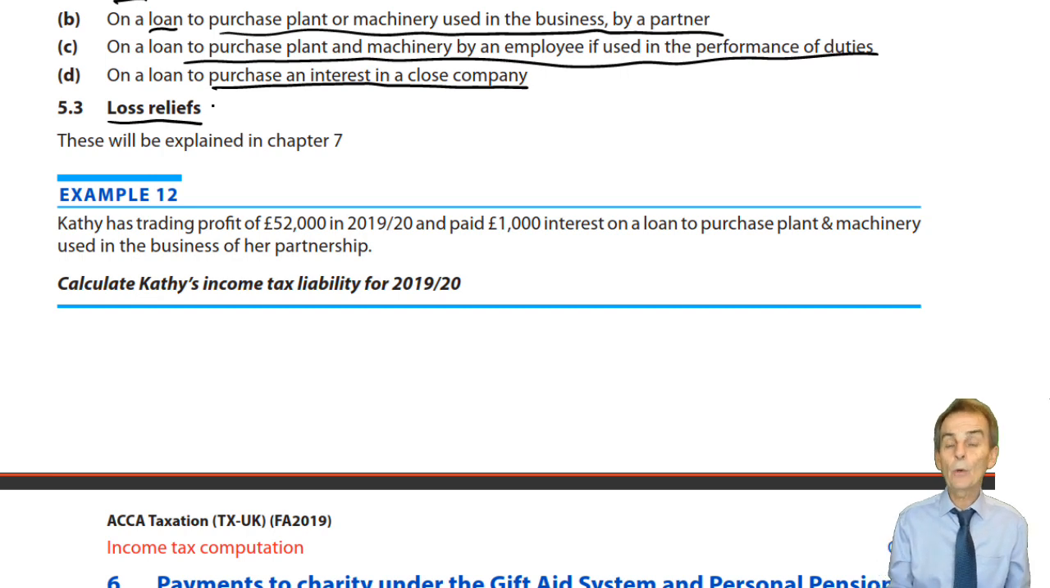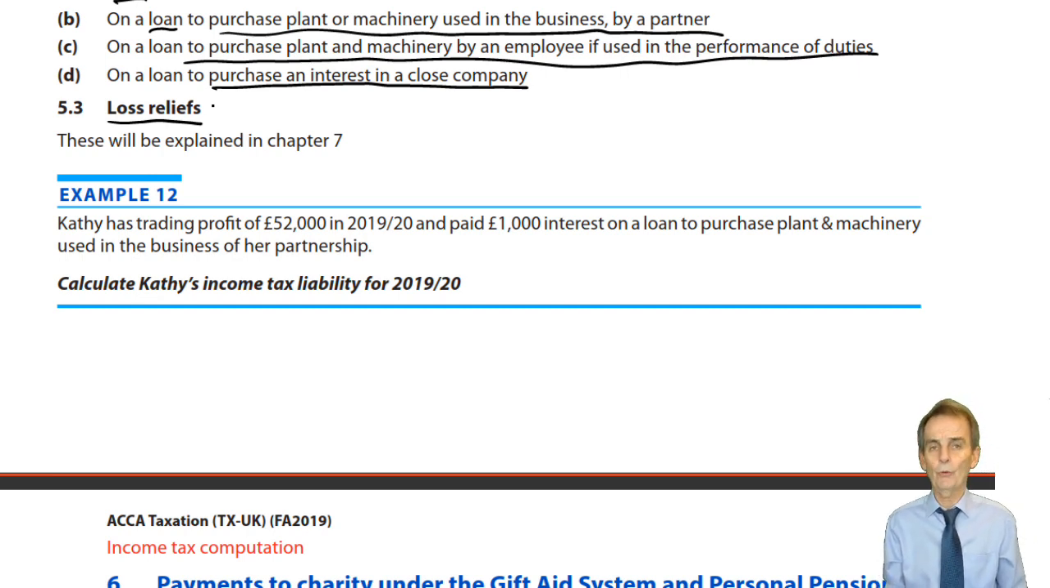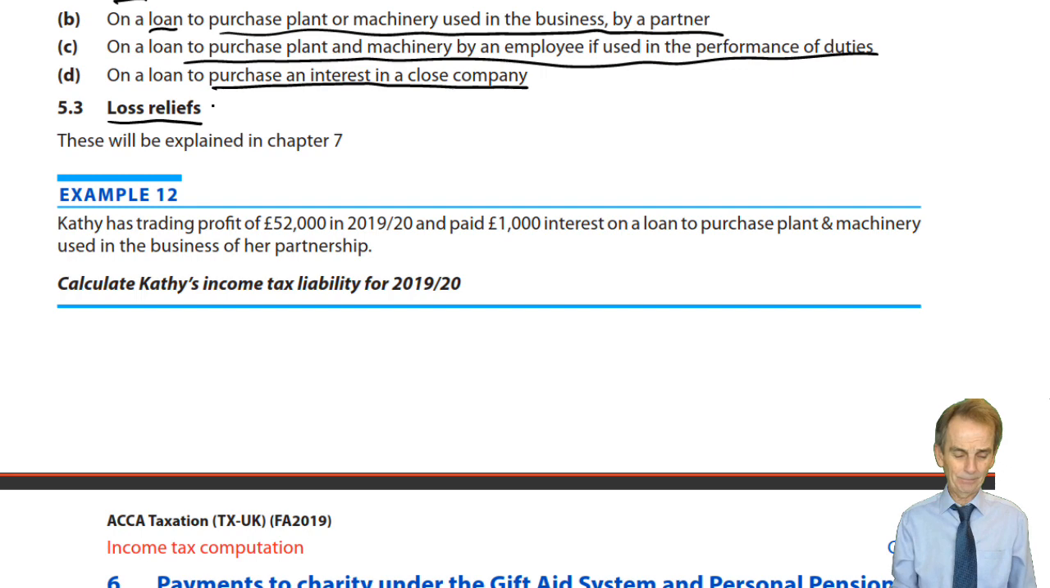But fear not, we'll be looking at all of those individual loss reliefs and how they work and what guides us in trying to get the best use out of any loss that has been sustained in terms of the reliefs available. All of that is in Chapter 7 there.